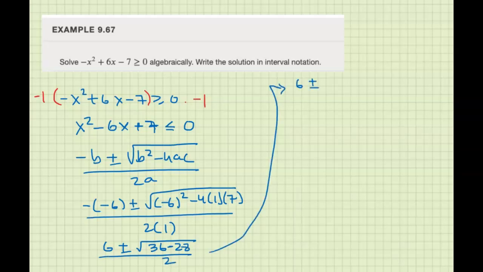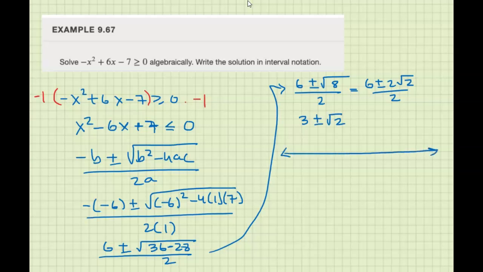This is 6 plus or minus the square root of, let's see, 36 minus 28, which is 8, divided by 2. So we have 6 plus or minus 2 square root of 2 over 2. Divide everything by 2, we get 3 plus or minus the square root of 2. Okay, so we have 2 x-intercepts. All right, I'm going to put these on the number line.